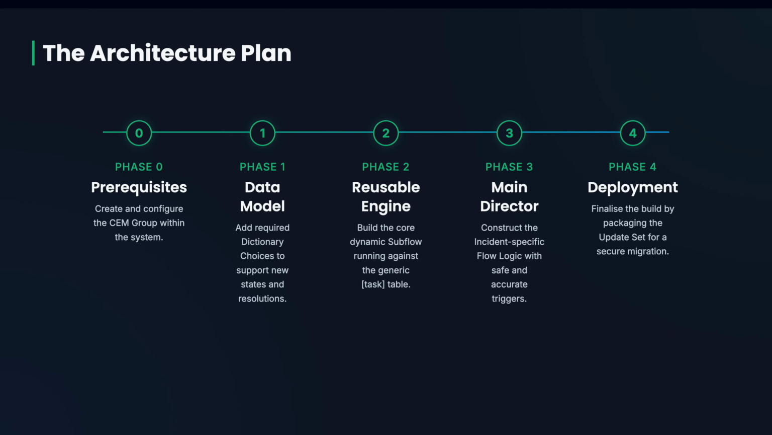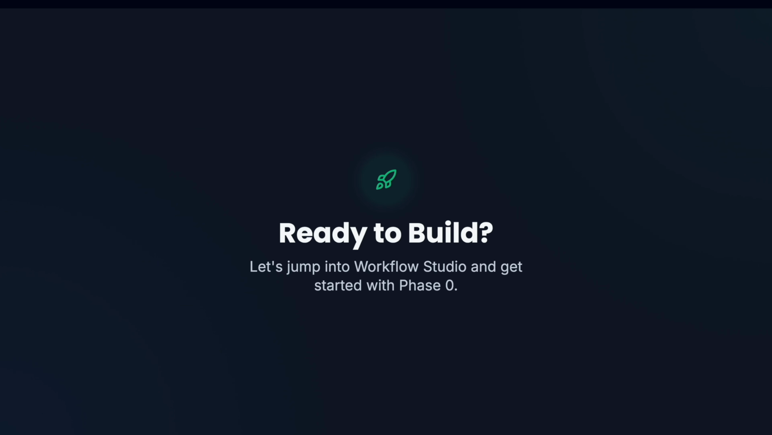In Phase 2, we'll build our dynamic Subflow engine running against the core task table. For Phase 3, we will construct the incident-specific logic, plug in our Subflow engine, and ensure we have safe, accurate triggers to prevent infinite loops. And to wrap up in Phase 4, we will finalize the build by packaging the update set for secure migration to other environments. Let's jump right into the Workflow Studio and get started.